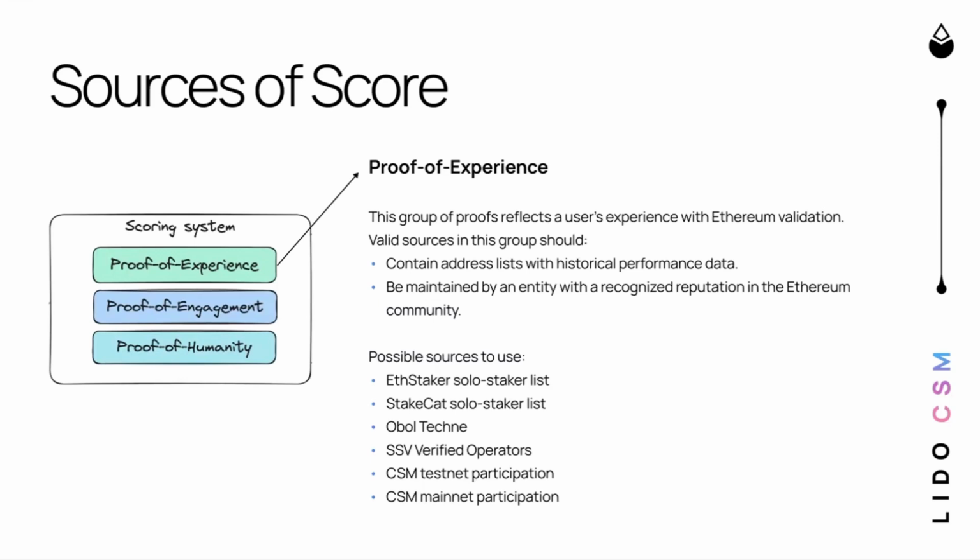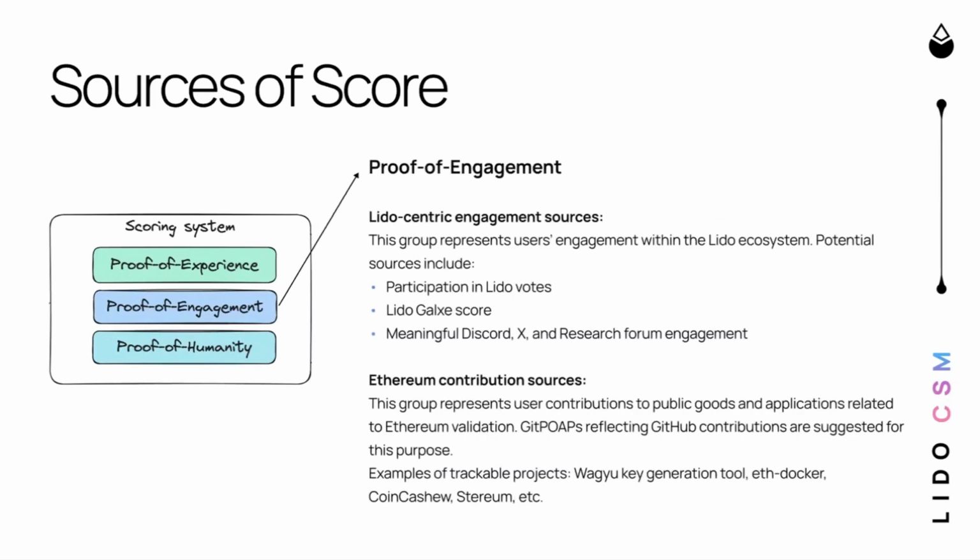applicants should provide their addresses which are either included in those solo stakers lists, or have the Obol Technique credential, or got verified by SSV as independent operators, or participated in CSM testnet or mainnet. All of those sources will have their own amount of score points that users can get if they have this kind of proof.